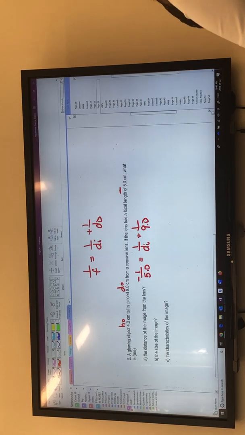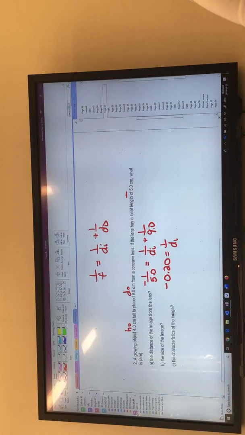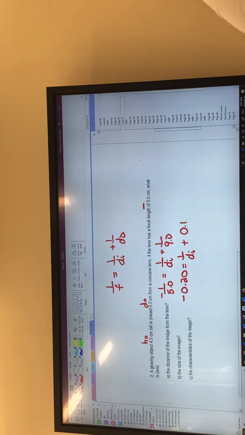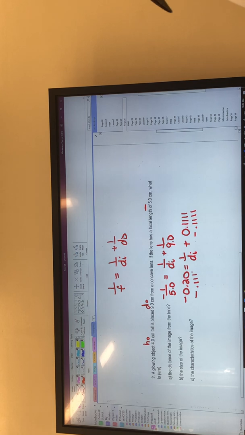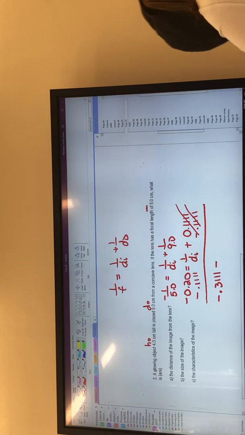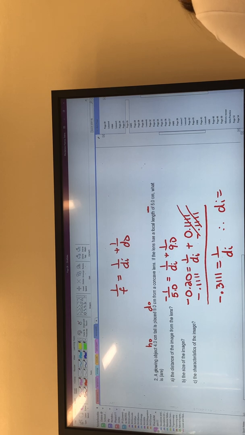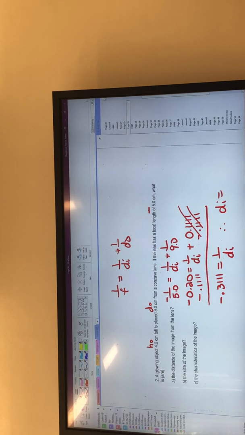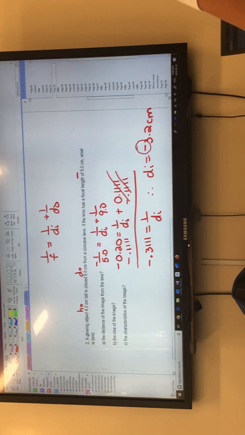So here I go, this is negative 0.20 and 0.1111. Now, I subtract 0.1111 from both sides. And I get negative 0.3111 equals 1 over di. Therefore, di equals negative 3.2 centimeters. So this means it's virtual.